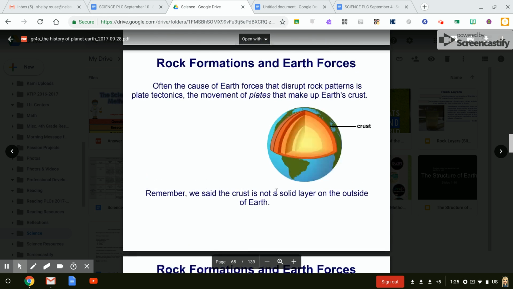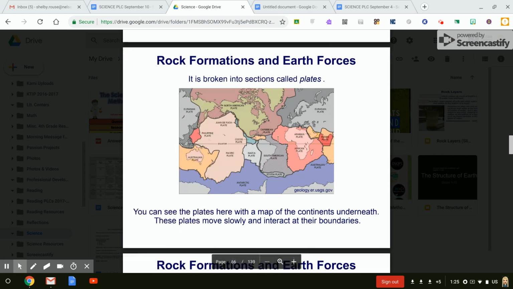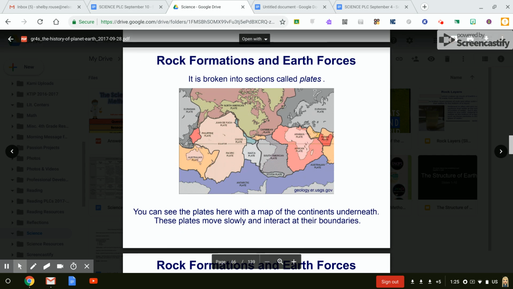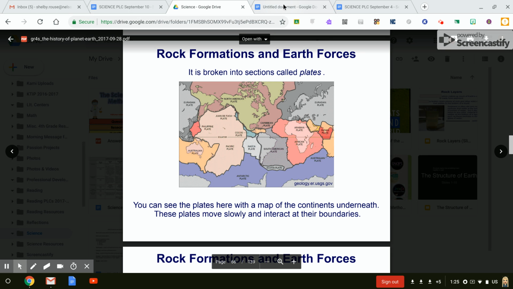And we said the crust is not a solid layer on the outside of Earth. Okay, so that's important when we're talking about plate tectonics. So rock formations broken into sections are called plates. And you can see the plates here with a map of the continents underneath. These plates move slowly and interact at their boundaries. So it's kind of hard to tell, but you can see North America here, that's where we live. You can see South America, Africa, all the continents we've been learning, and you can see these lines in these sections where it talks about different plates. So they move slowly and interact at their boundaries. And I want you to write that down as well.